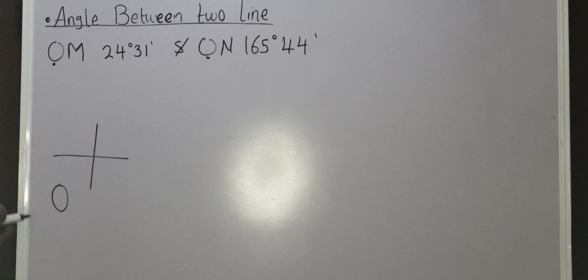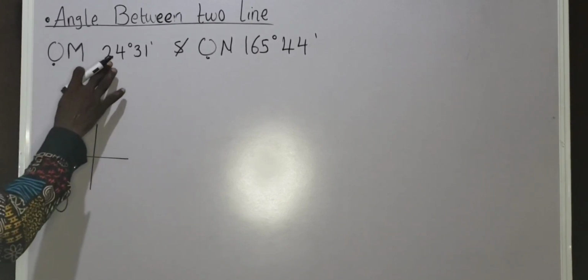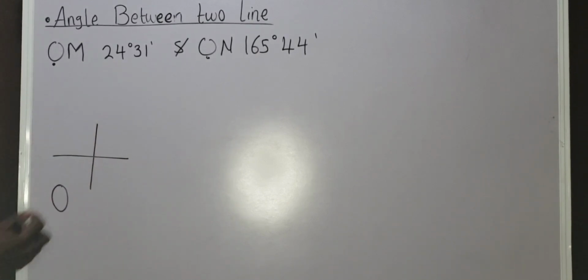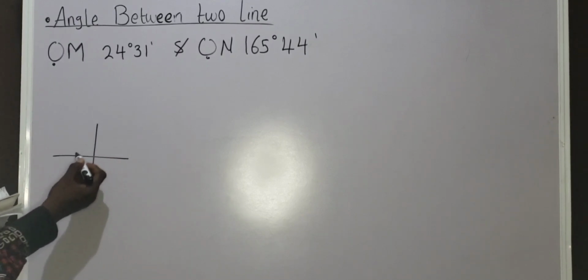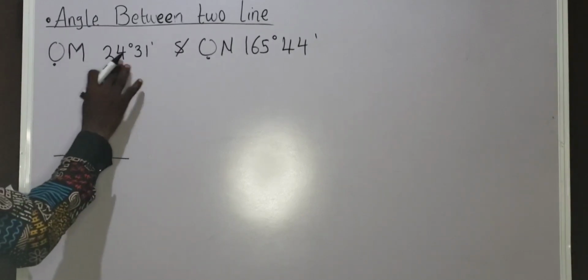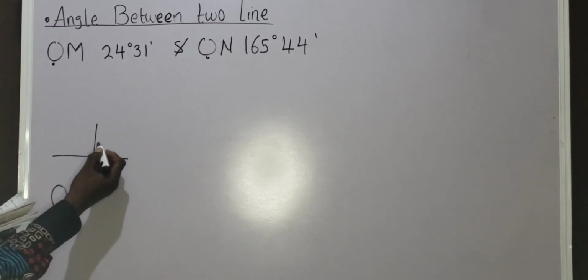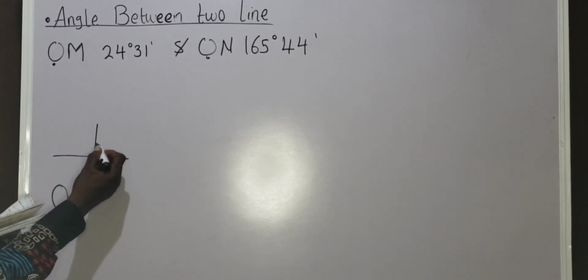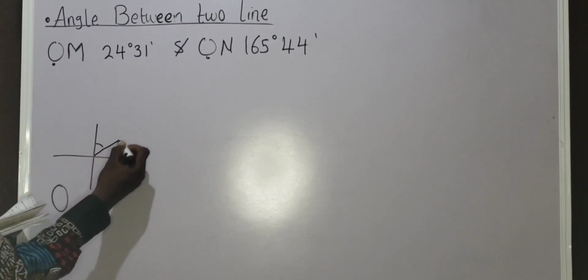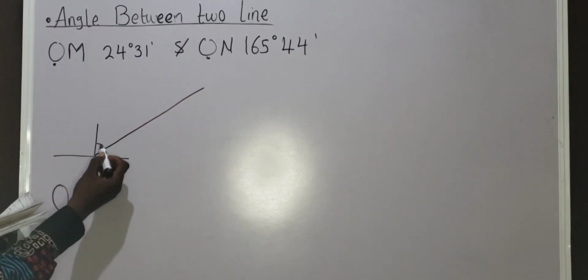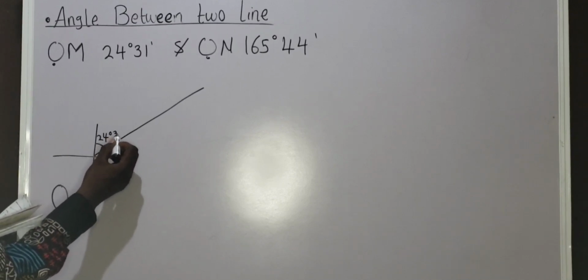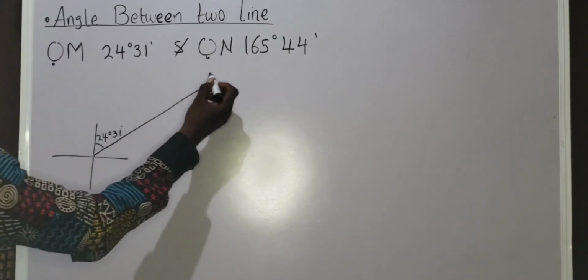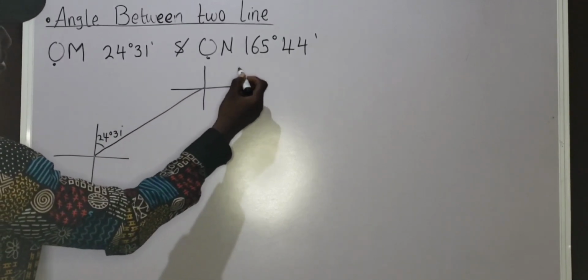Okay. So for OM, the bearing is 24 degrees 31 minutes, and I know that 24 degrees 31 minutes lies in the first quadrant. Are you getting it? The first quadrant is here. This is the second quadrant, this is the third quadrant, and this is the fourth quadrant. So from this point, it will be around this place. So let's say this is 24 degrees 31 minutes. Do you understand? This line is line OM. So this is M.